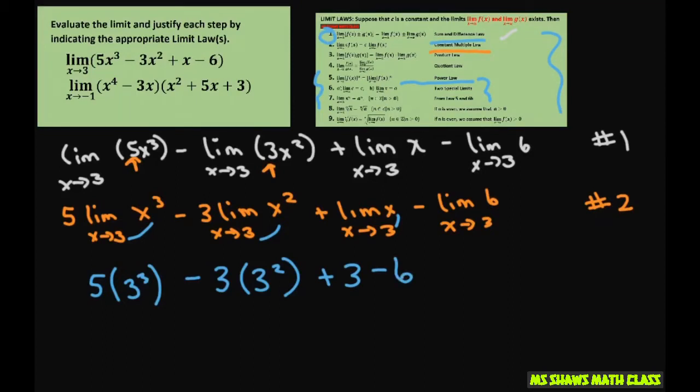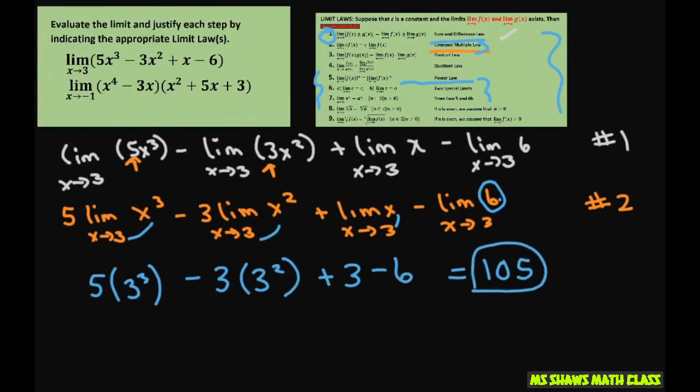And here we're using the constant law. For the constant, if you find a limit and there's no variable, then you use the constant law. So we use a variety of those laws. Now to evaluate this, you can work it out, but you'll get 105.